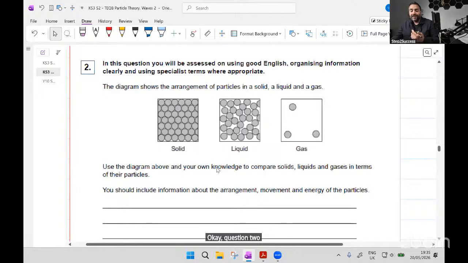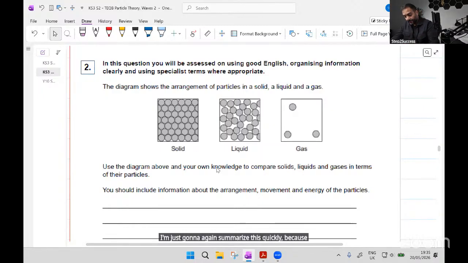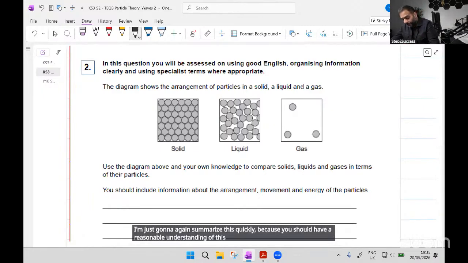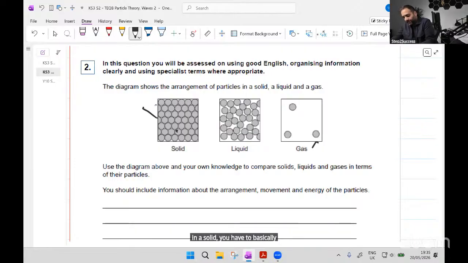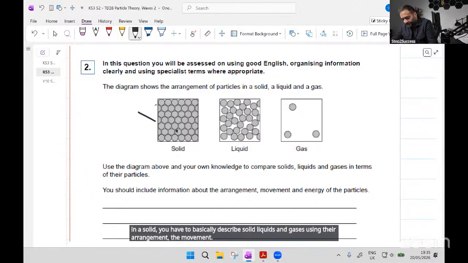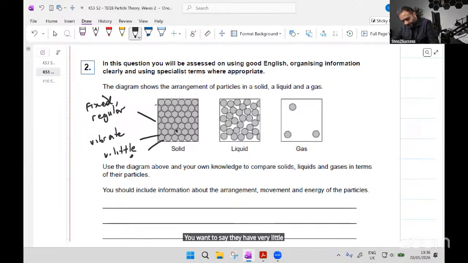I'm just going to summarize this quickly because you should have a reasonable understanding of this. You have to describe solids, liquids, and gases using the arrangement, the movement, and energy of their particles. Words you want to use are things like fixed, regular arrangement for a solid. You want to say that the particles vibrate in one position. You want to say they have very little energy. That would be enough for solid.